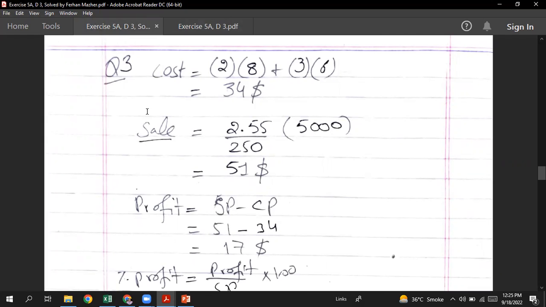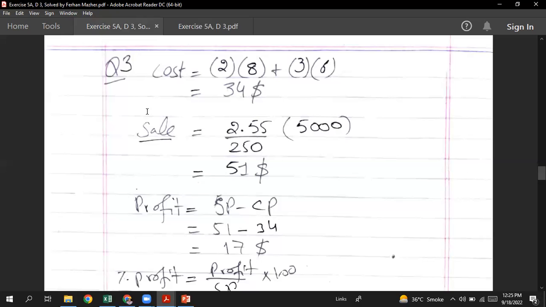This mixture is sold at $2.55. Okay, so how much material do they have? They have 5 kg of material, which is 5,000 grams, and I will divide it by 250 because the $2.55 price is for 250 grams. So I will divide 5,000 by 250, and then multiply it by 2.55, and the sale price will become $51. So they bought it for $34, they sold it for $51.